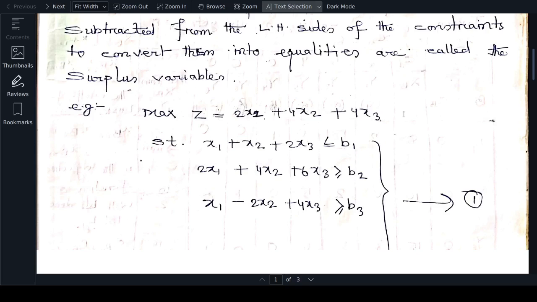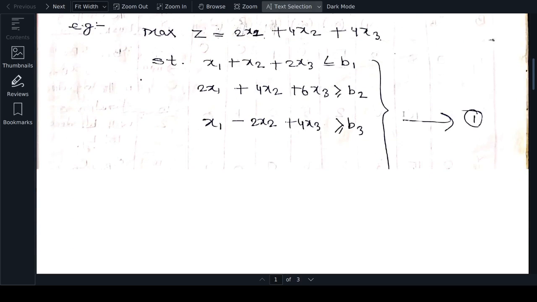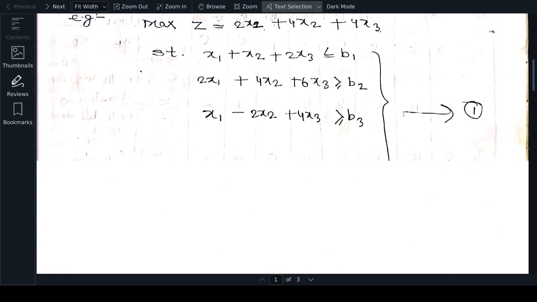Yes, sir. Okay, so here you see, how many constraints are there? Three constraints. Okay, so in the first constraint we use a slack or surplus variable. In the first constraint you see we use a slack or surplus variable.